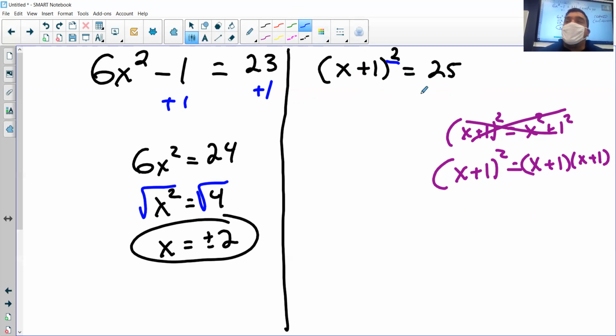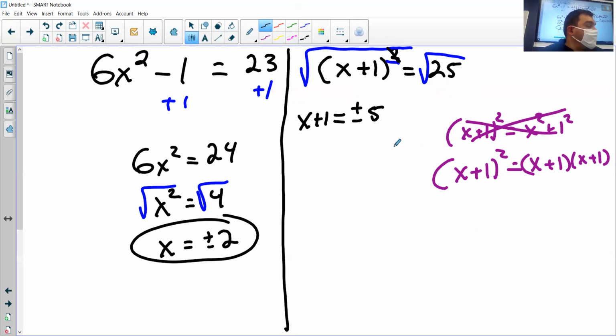Now, I have a squared power here. What's the opposite of squaring something? Square root. So I'm gonna square root here, square root here, because there's a square. So it's gonna be x plus 1, that square and square root cancels out. Everything on the inside stays untouched. It will be x plus 1 equals, what kind of number is this gonna be? Not just 5, positive 5 and negative 5.